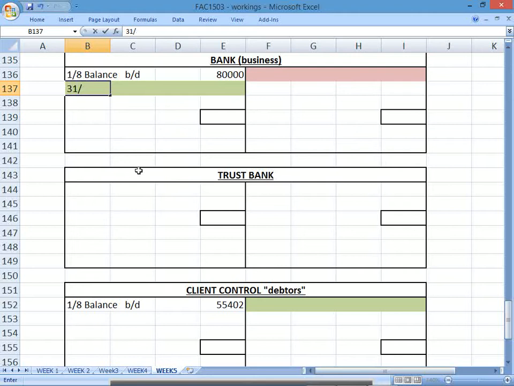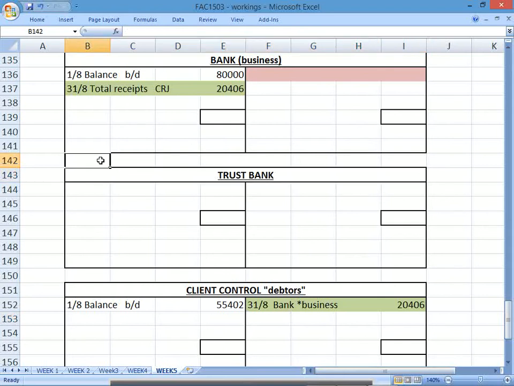31st of the 8th, total receipts. $2406. That amount will be referenced here. Client control. And you would have referenced this as 31st of the 8th. Bank. Asterisk, the business's bank account. Be careful. If it was trust bank account, then it would be something different. Okay, it's the business bank account.